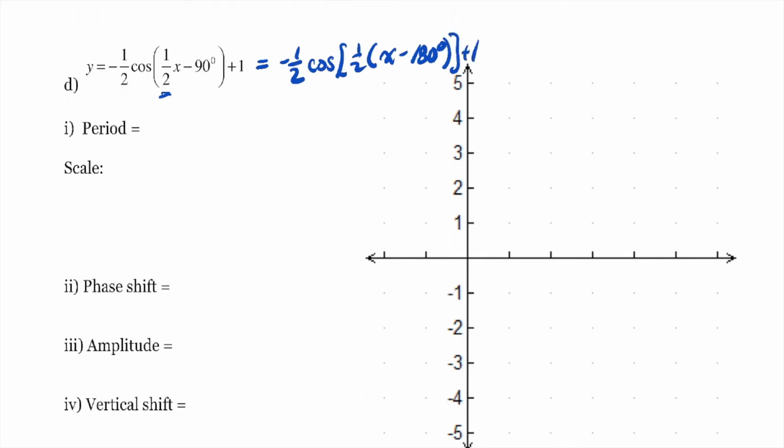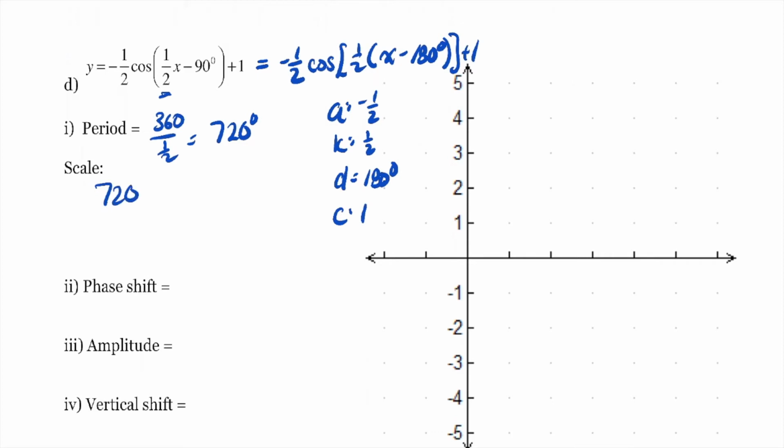plus 1. Okay, so my a value is negative 1/2. My k value is 1/2. My d value, in this case, is 180 degrees, and my c value is 1. So my period, again, our equation is 360 divided by k, and k here is 1/2, so same thing as 360 times 2, which is 720 degrees. So my scale is always going to be divided by 4, so 720 divided by 2 is 360, divided by 2 is 180, so my scale is going to be 180.